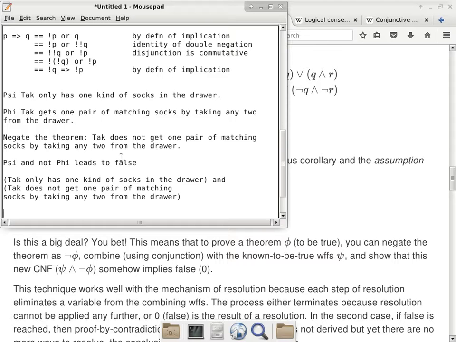Well, okay, maybe not immediately, but what can we deduce with this one single sentence here? Tag does not get one pair of matching socks by taking any two socks from the drawer. They're not matching, right? Yeah. The two socks are not matching. If the two socks are not matching, yes, go ahead.